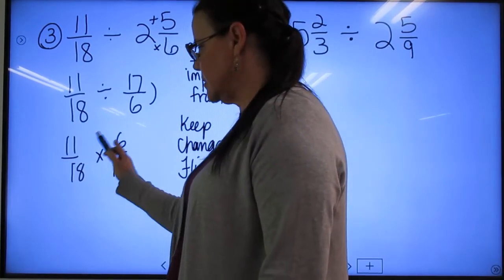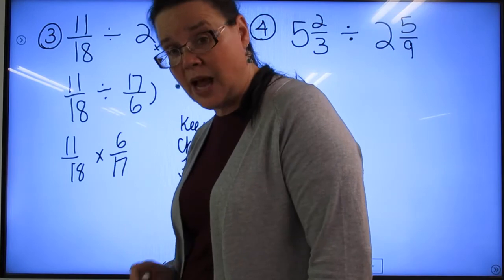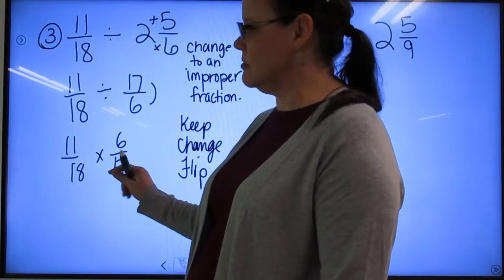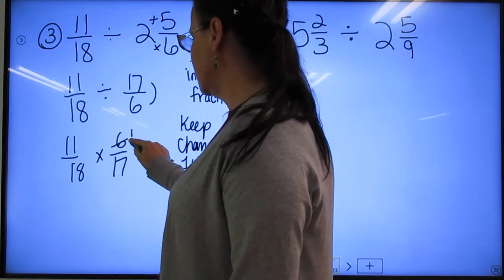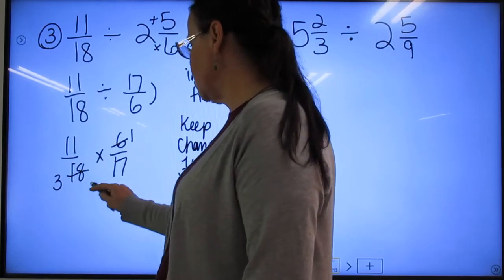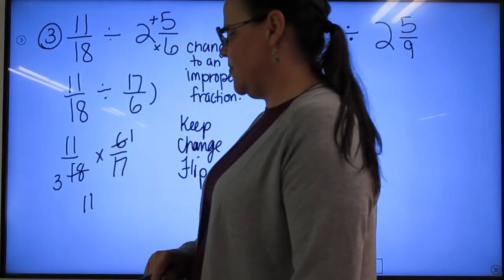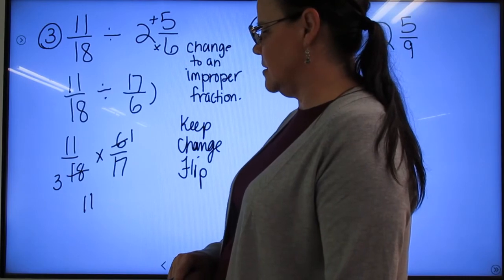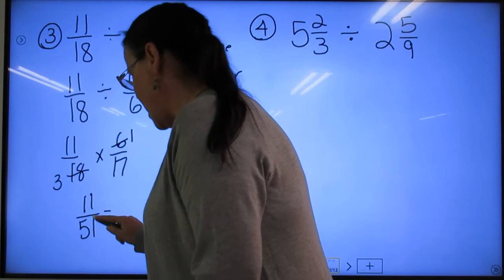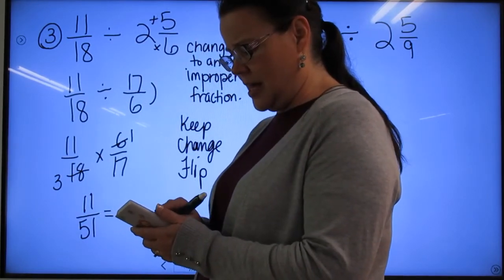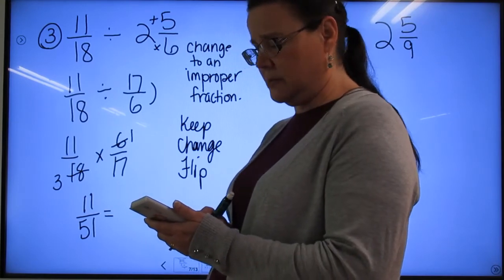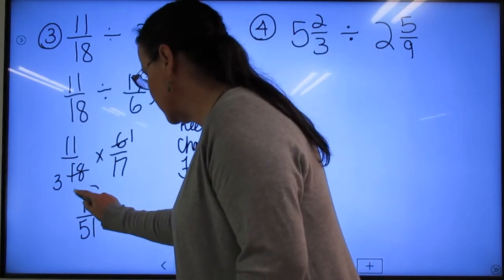I noticed that 6 and 18 can be reduced. I'm going to do that before I multiply, because I really don't want to multiply 18 times 17 and then reduce it. So 6 goes into 6 once, and 6 goes into 18 3 times. 11 times 1 is 11, and 3 times 17 is 51. And I don't believe I can reduce that, but with me being as tired as I am, I will double check it. Nope, that would be the final answer.